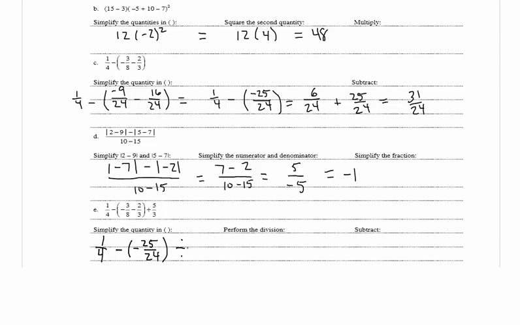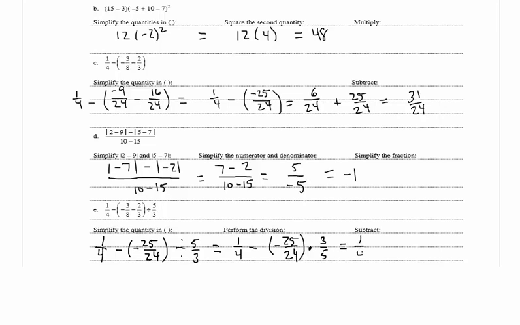divided by 5/3. And now order of operations is going to tell us to do the division next. So we have 1/4 minus, now we have negative 25 over 24. And instead of division, we're going to turn it into a multiplication. And we're going to take the reciprocal of 5/3, which is 3/5. And now we're going to multiply negative 25 over 24 times 3/5.